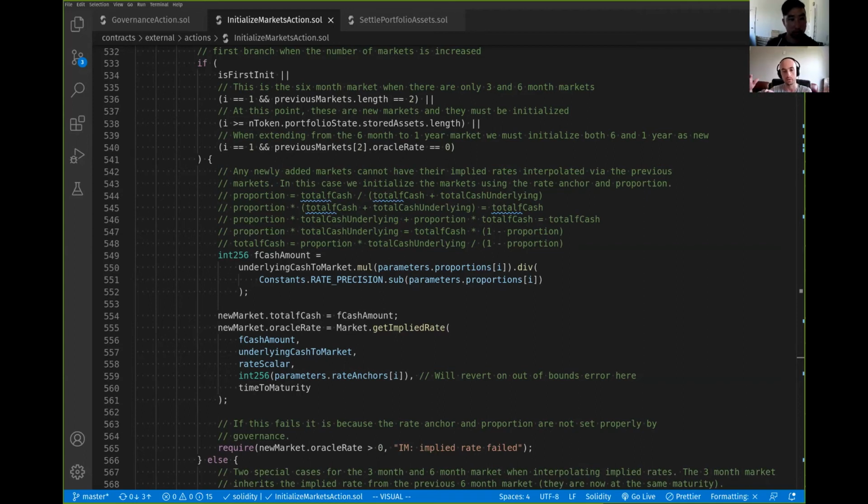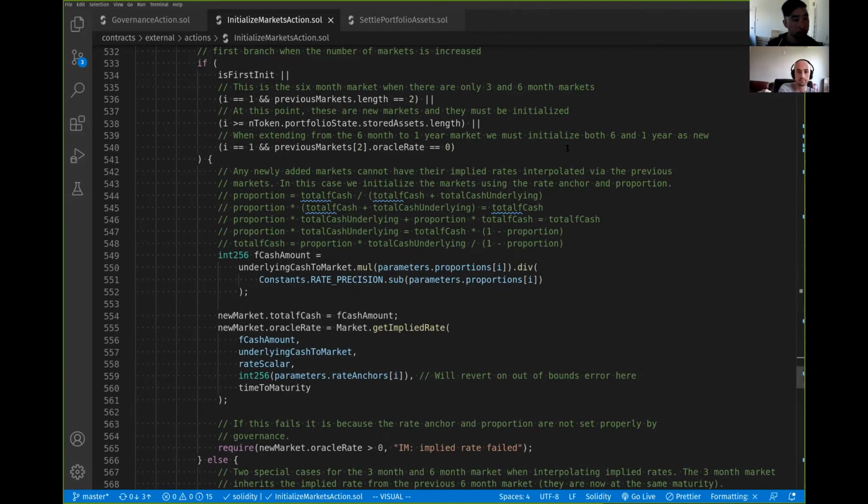We're solving for the new set of Oracle rates that keeps the interest rates at the maturities that have just matured the same as what they just were. Yeah, and the idea is we want to keep the value of the fCash assets that have just matured constant across the roll. Yeah.